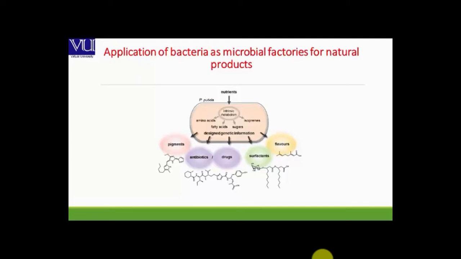Different studies have reported the biosynthesis of various classes of natural products with Pseudomonas putida cell factories, like pigments. Pigments are natural coloring matter of animal or plant tissue.